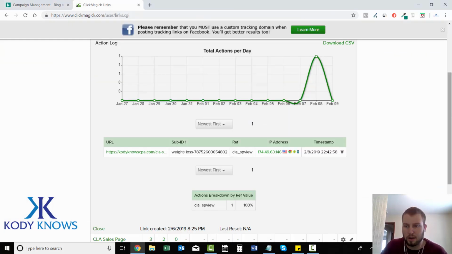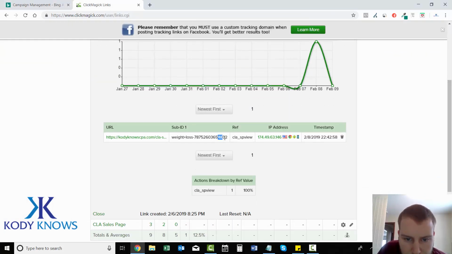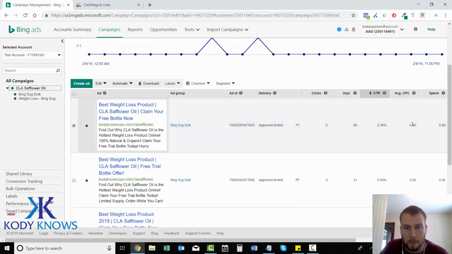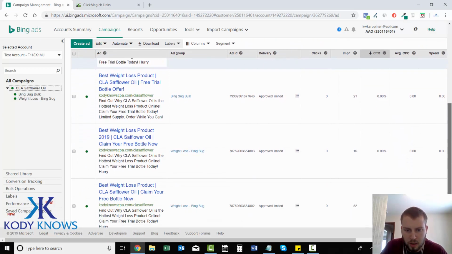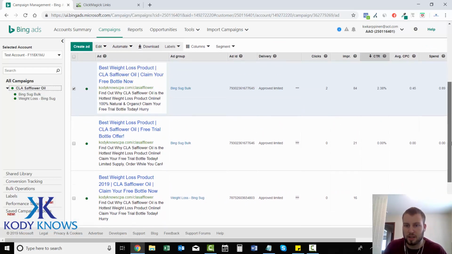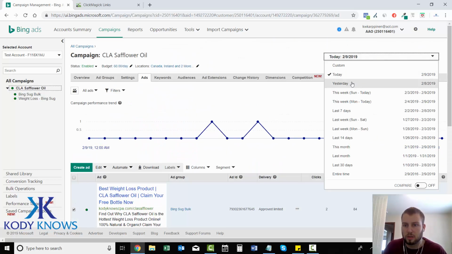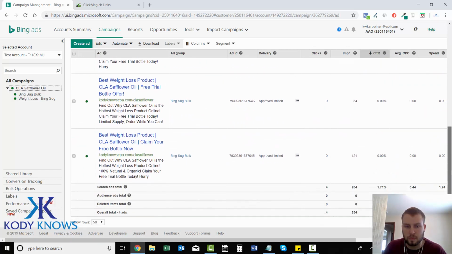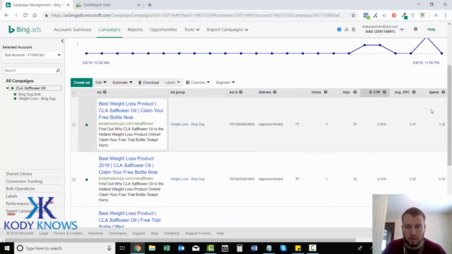So let's go look at the last four digits. It's 4802. So this is the ad that resulted in a click. It must have been yesterday. Let's go yesterday. So this is the ad, C4802. This is the ad that resulted in someone clicking the buy button in our landing page and going to the CLA Safflower offer page, the sales page.